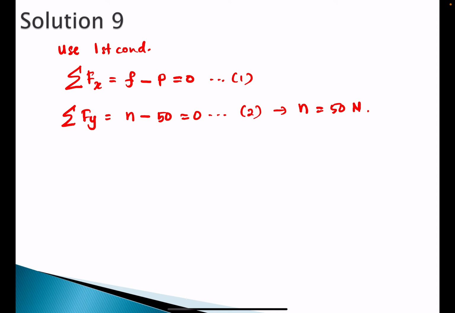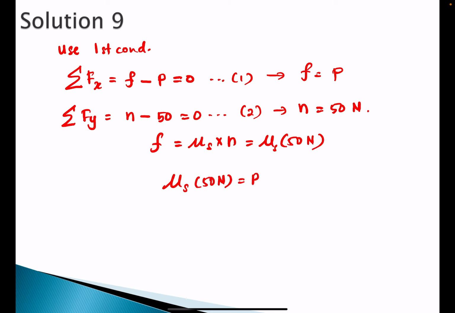They ask you to find the coefficient of static friction between the ladder and the ground. So we still need to use the frictional equation. Frictional force is mu times N, so mu times 50 Newton. You know that F is equivalent to P. So that makes mu S times 50 Newton equivalent to P.